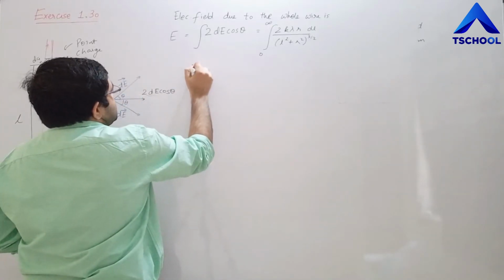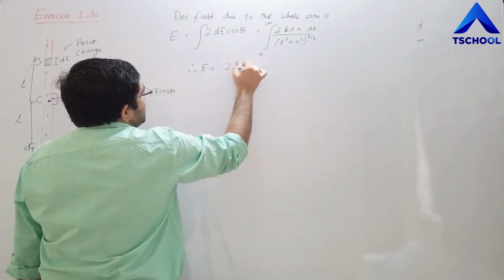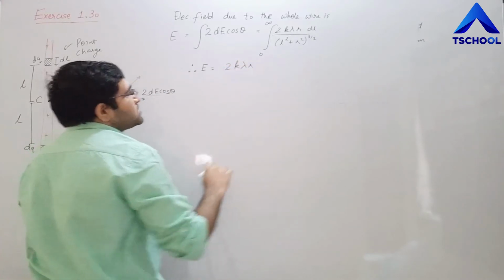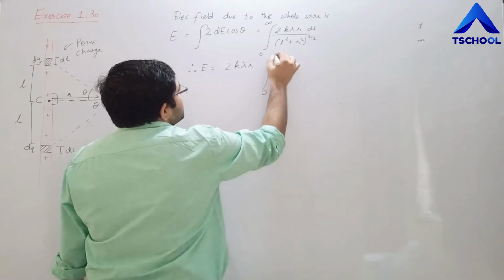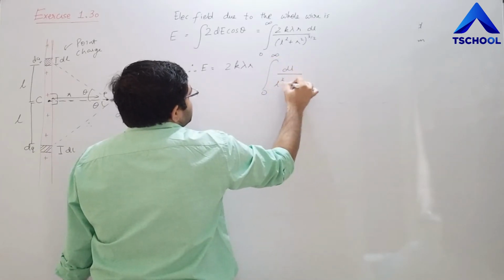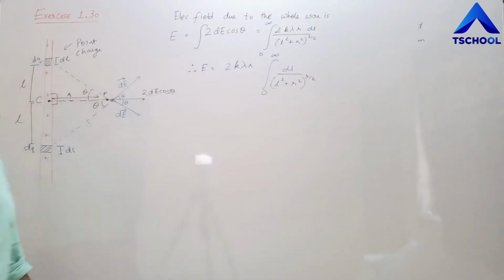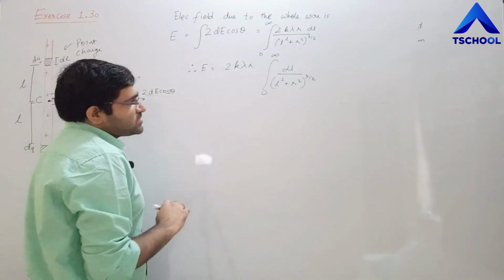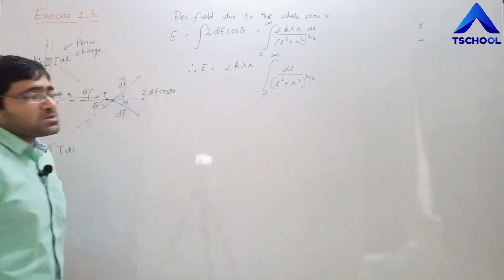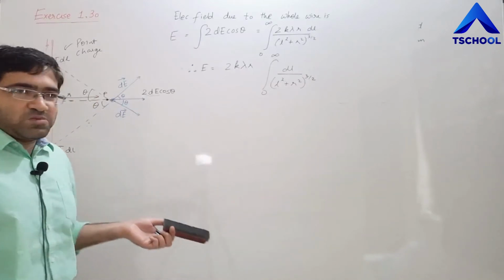So this E is going to be equal to, well, 2 is constant, k, lambda, r, they are all constants, right? So we are only left with doing the integration of 0 to infinity dl upon L square plus r square raised to 3 by 2, right? Okay. So how much is this going to be? Well, to do this integration, there's no direct formula, right?